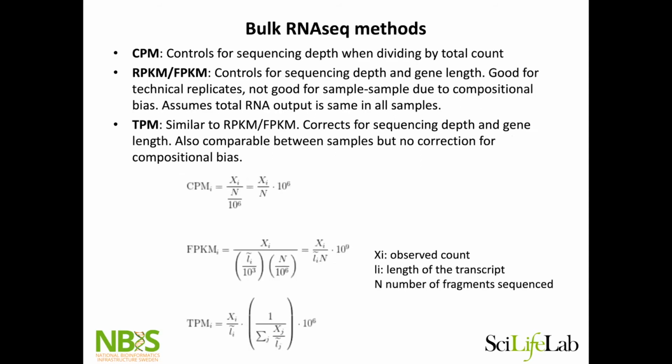And I think pretty much everyone here has worked with bulk RNA-seq and knows that there's a lot of different ways of doing normalization there, either just counts per million or normalizing by gene length in RPKM or FPKM or TPM. So I'm not going to go into detail with these ones.